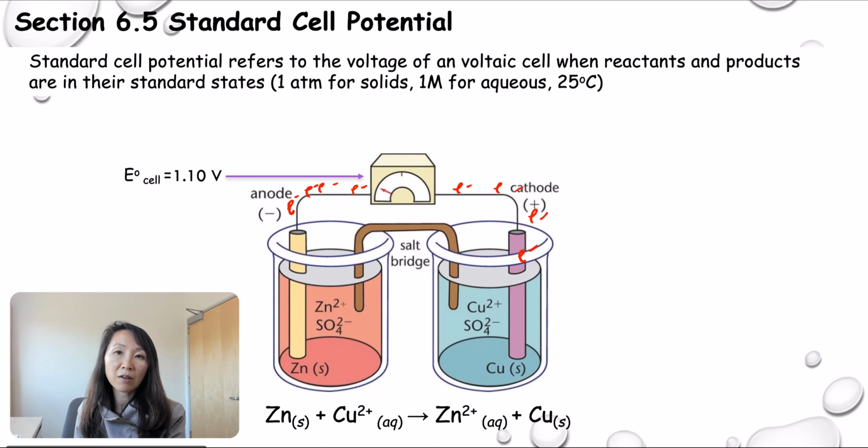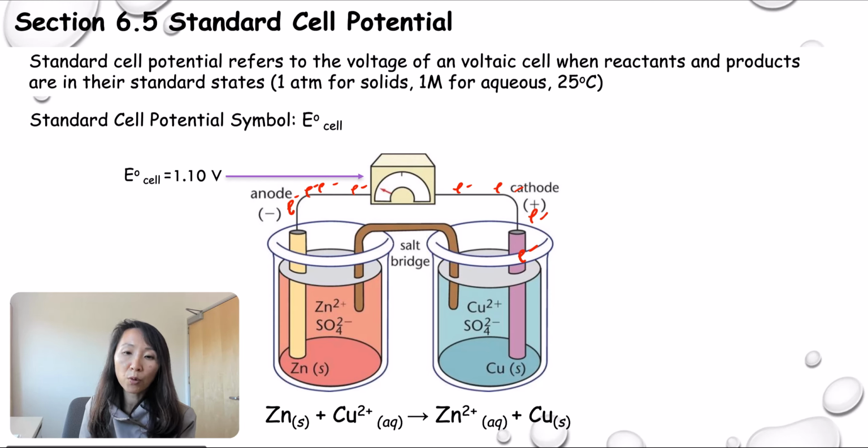So what is standard cell potential? It is the voltage of the voltaic cell when the reactant and the product are in the standard state. The standard state will be 1 atm pressure, 1 molarity for these solutions over here, zinc sulfate and copper sulfate solution, and it's at 25 degrees Celsius. So that E0 cell is a symbol for the standard cell potential. So as the electron is flowing through in this direction, it's going to read 1.10.